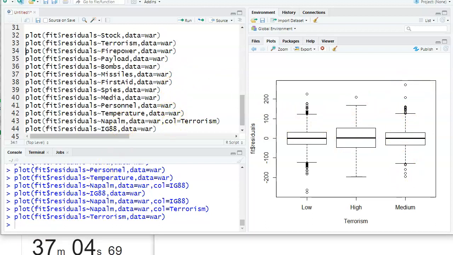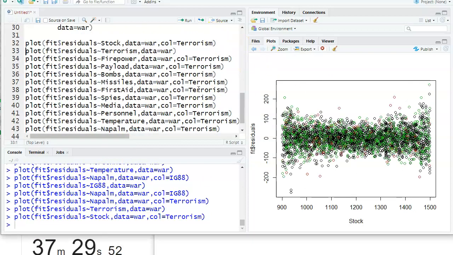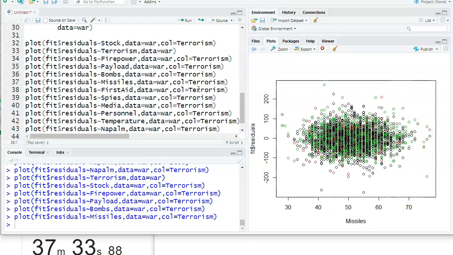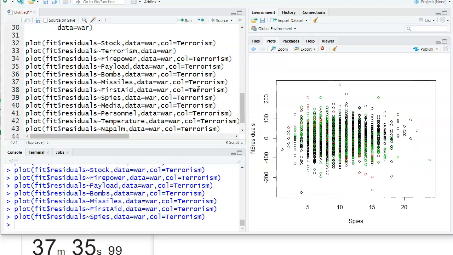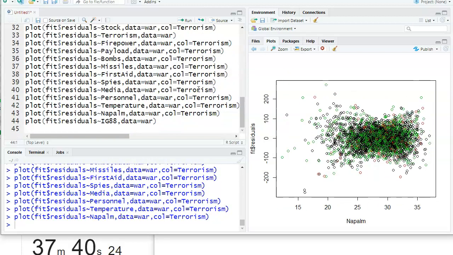Do you know what I'm going to do? I just feel like terrorism is going to be important to some interaction. So I'm going to color all of them. Oh, what a waste of time. Should I go back and just delete the whole last 10 minutes? Because seriously?